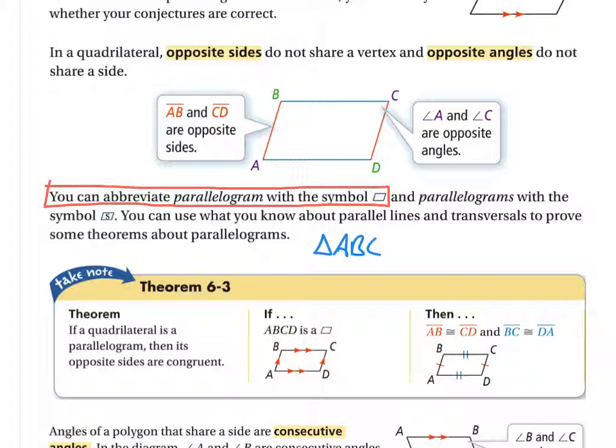Anytime you see that symbol, they're talking about a parallelogram. They are not talking about a general quadrilateral. They are talking specifically about parallelograms. Okay, so please be careful about that. They're talking specifically about parallelograms when they use that symbol. And so then you could say that you're talking about parallelogram ABCD.